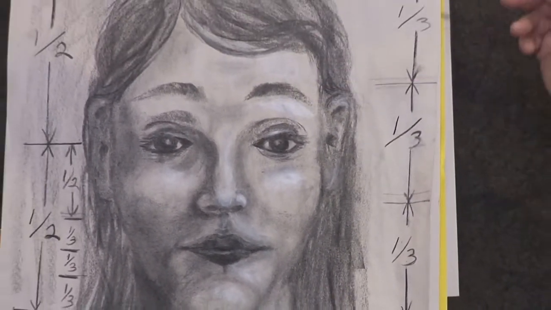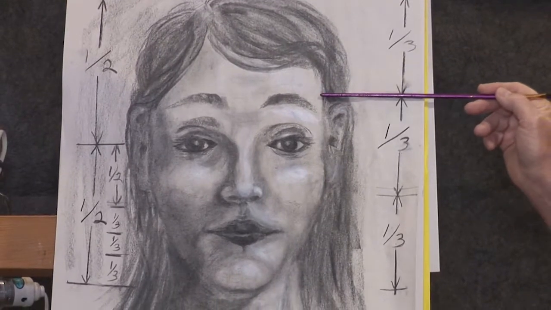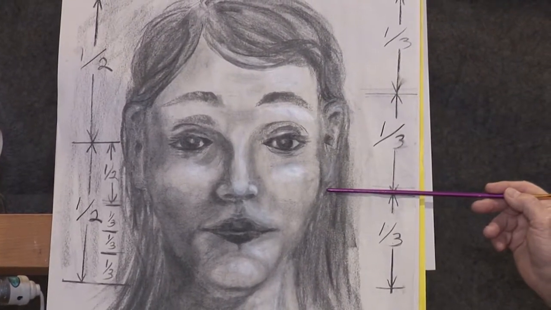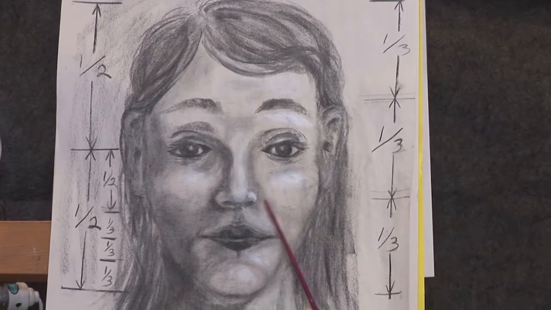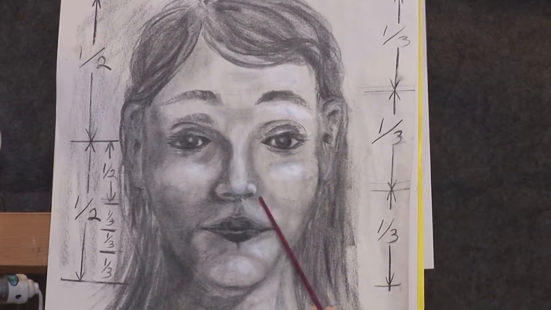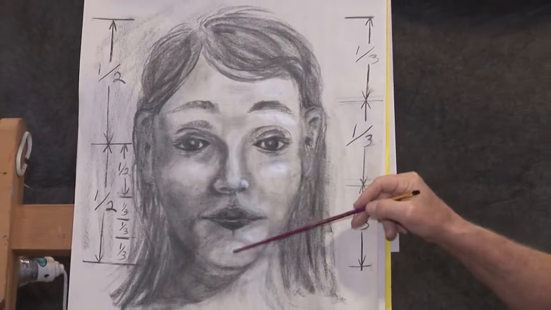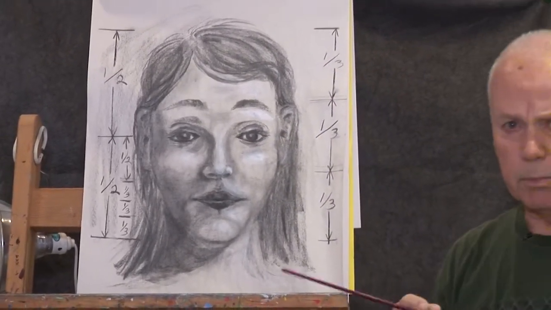Over here, some other general face proportions. Top of the eyebrows typically to top of the head, 1/3. From there to the base of the nose, typically 1/3, and 1/3 for the lower. These proportions may change a little bit. Everyone's nose is slightly different, but this basic layout of the human face is important.